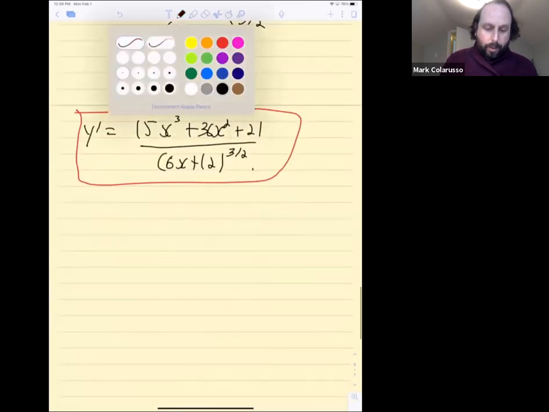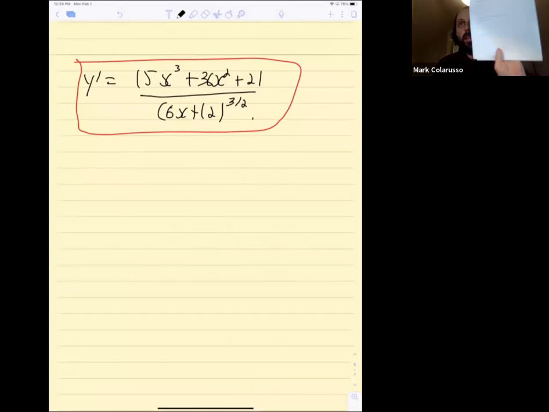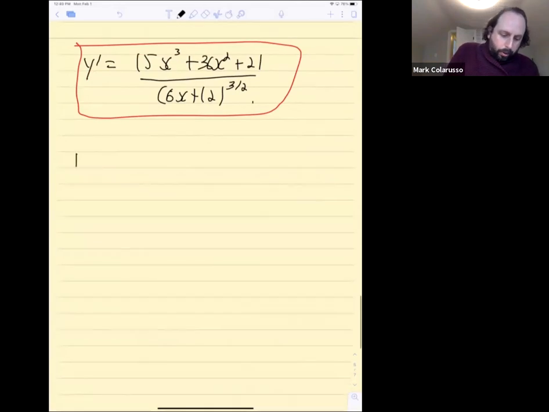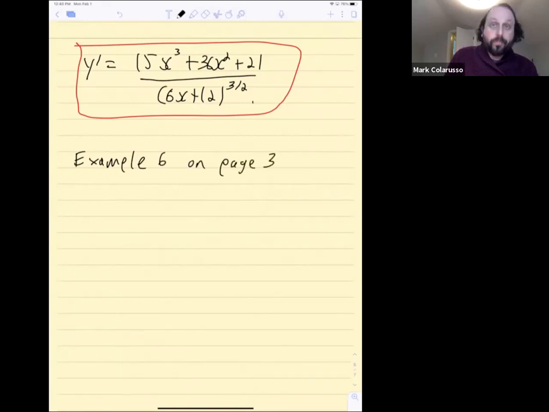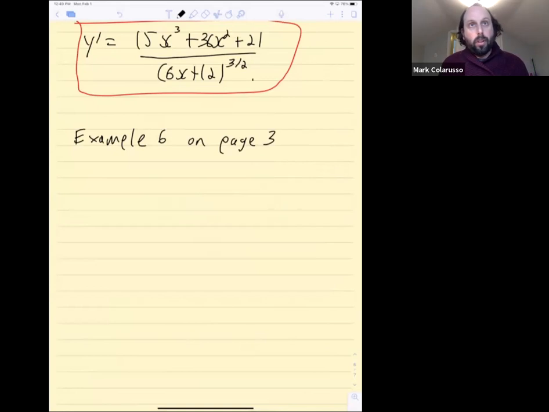So now I want to skip to the last example on this sheet. So example 6 on page 3. That's what I want to skip to. Okay, so now we're going to do example 6 on page 3. And this combines the product rule with the chain rule.